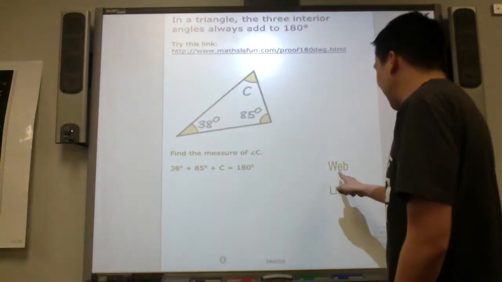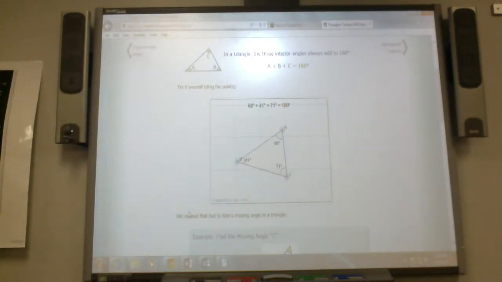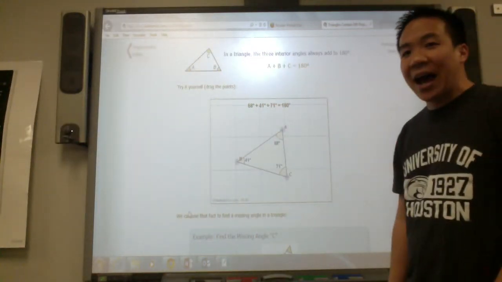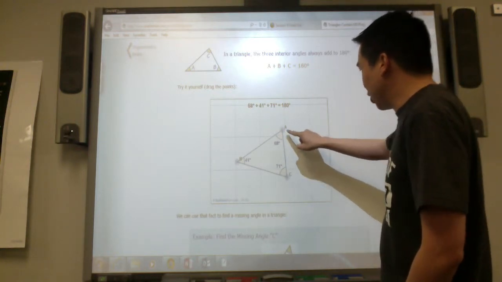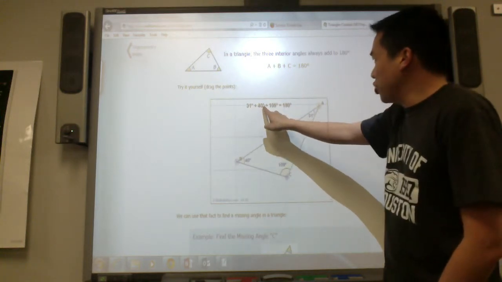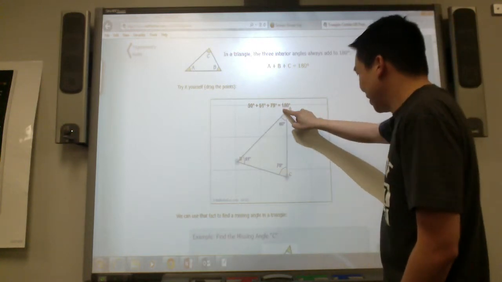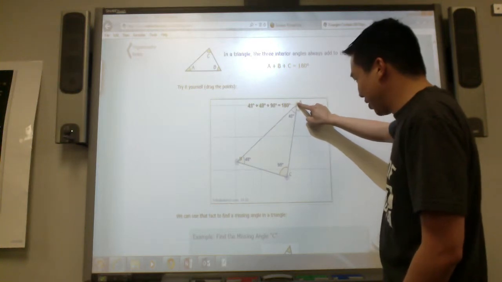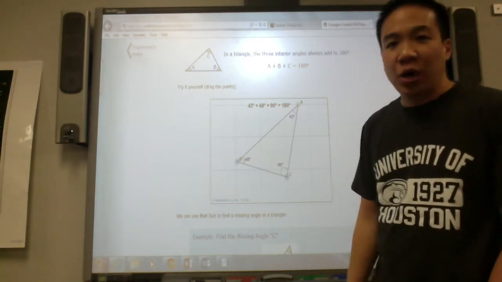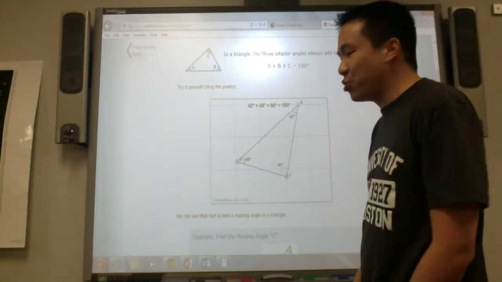So before we go on, let's do an investigation. In our investigation, we have a triangle. In a triangle, the three interior angles always add up to 180 degrees, no matter what. So if I take this triangle and move it around, 31 plus 40 plus 109 adds up to 180 degrees. If I move it again to a perfect 90 degree angle, 90 plus 48 plus 42 again adds up to 180 degrees. No matter what, the interior angles of a triangle will always add up to 180 degrees.